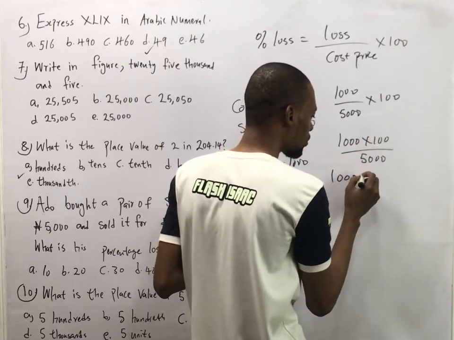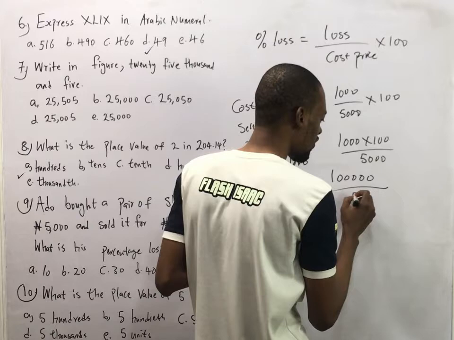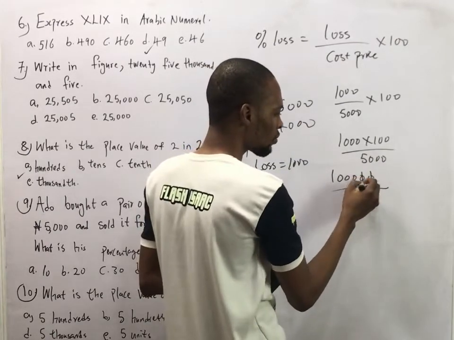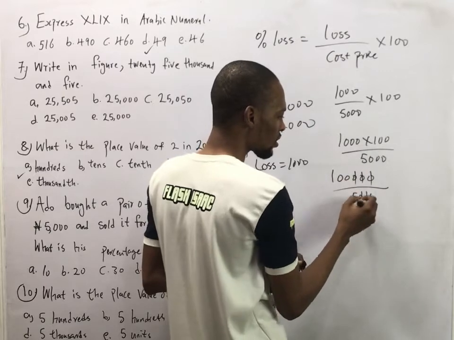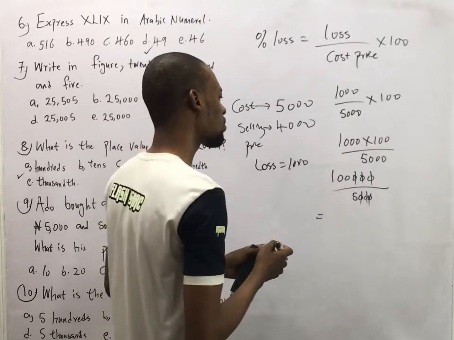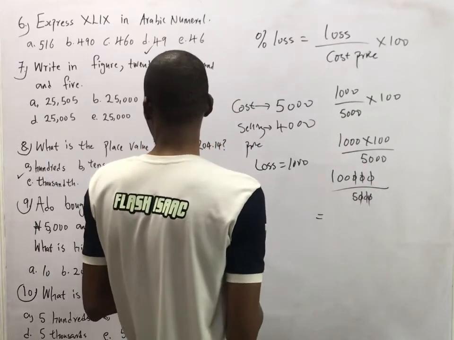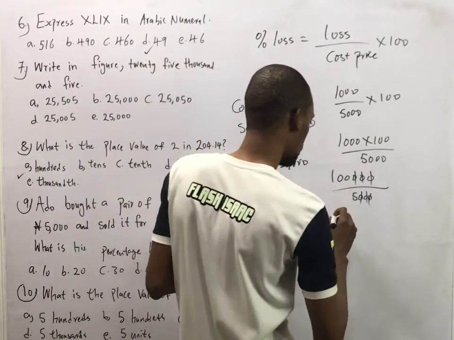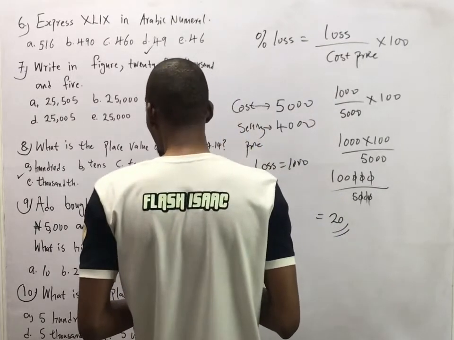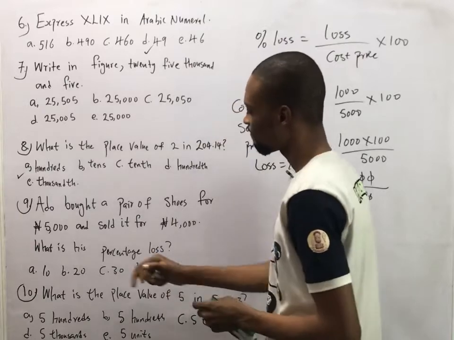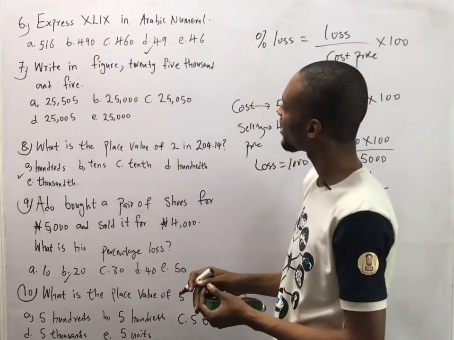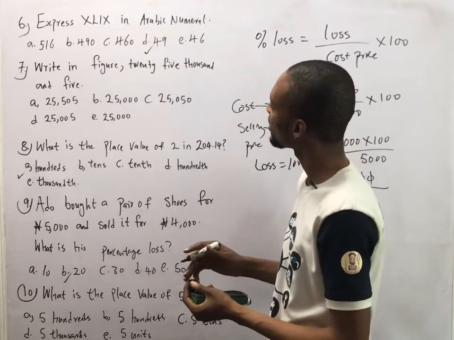Add the 2 zeros: 1 0 1 0 over 5,000. So 1 0 cancels 1 0, 1 0 cancels 1 0, 1 0 cancels 1 0. We are left with 100 over 5. So 100 divided by 5 is 20. So the percentage loss is 20 and the option is B. So this is B, that's 100 and that's 49.